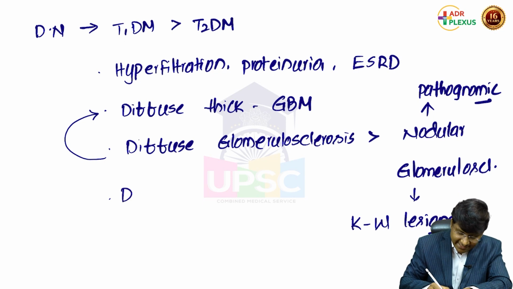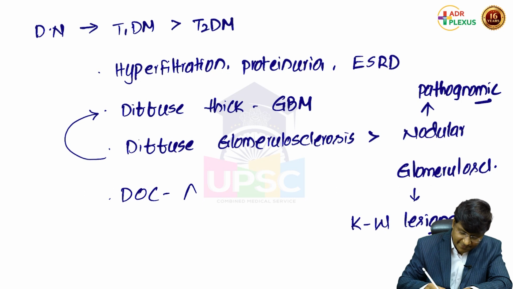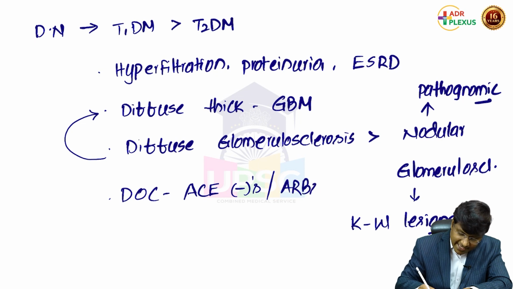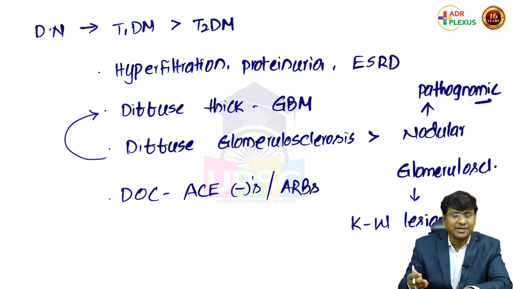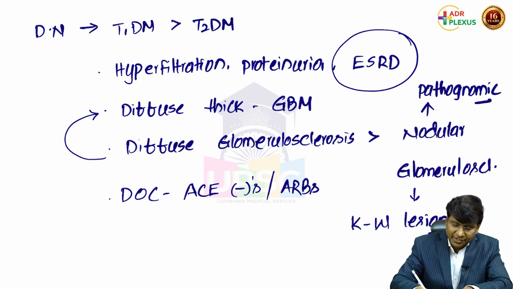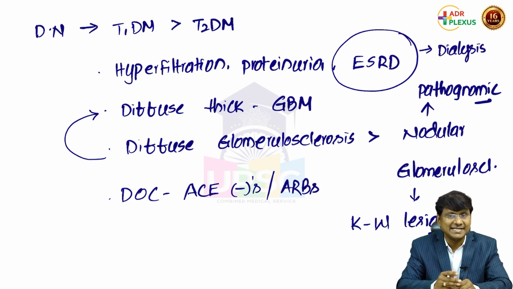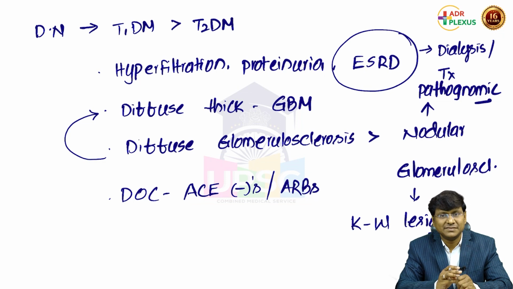Then what exactly is the drug of choice in patients with diabetic nephropathy? The drug of choice will be ACE inhibitors, or you need to give angiotensin receptor blockers. And as time progresses, once the individual goes into end stage renal disease, that is the point when you need to do dialysis, or plan for kidney transplantation.